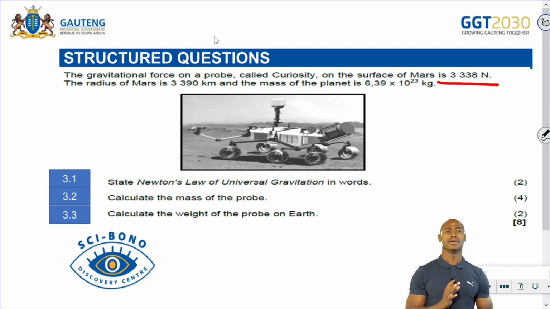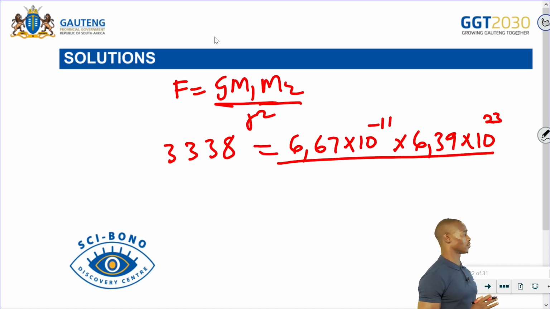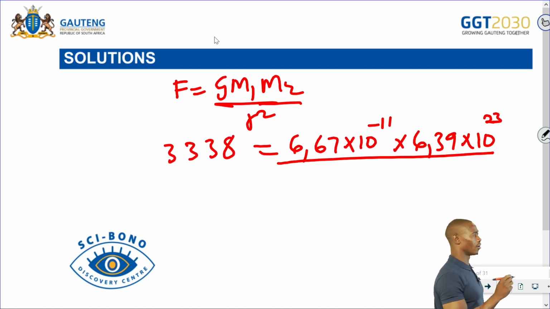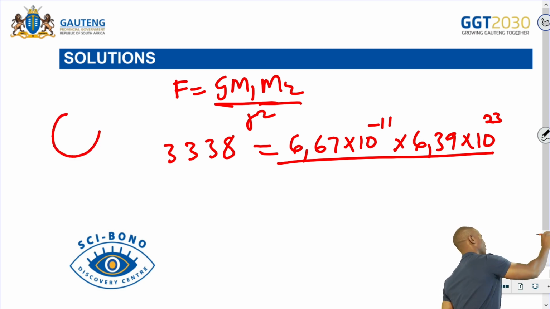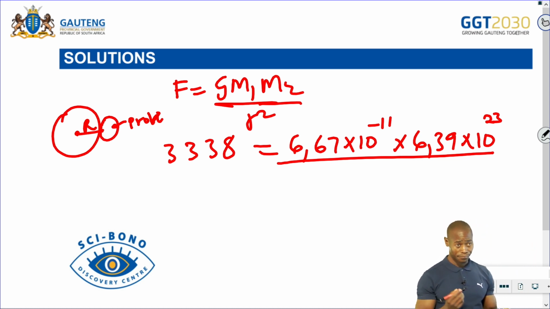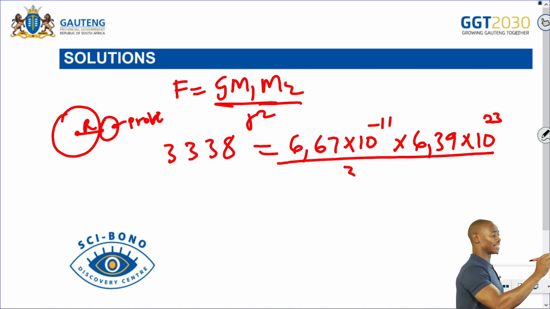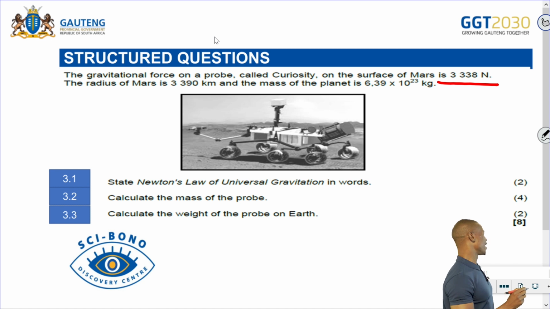Yes. The gravitational force on a probe called Curiosity on the surface of Mars. So the probe is on the surface of Mars. If, for example, this is planet Mars, the probe is here, on the surface. Then the distance between the centers will actually be the radius of that planet Mars. So the radius is 3,390.